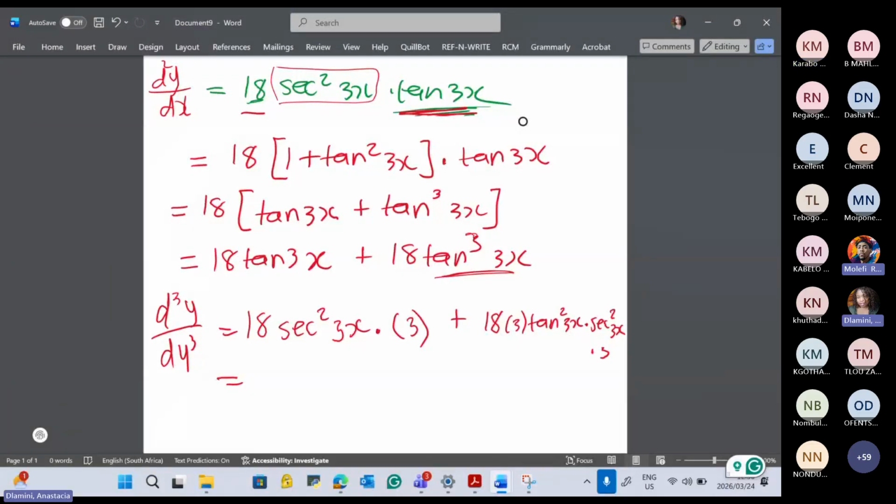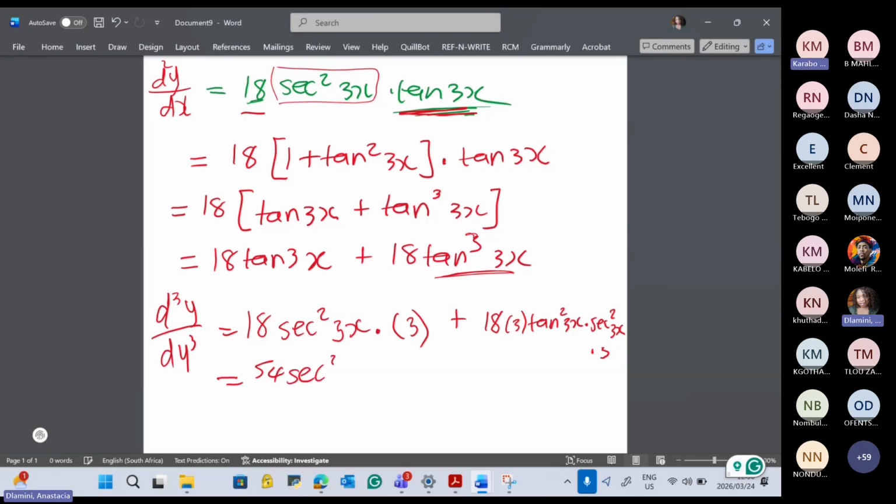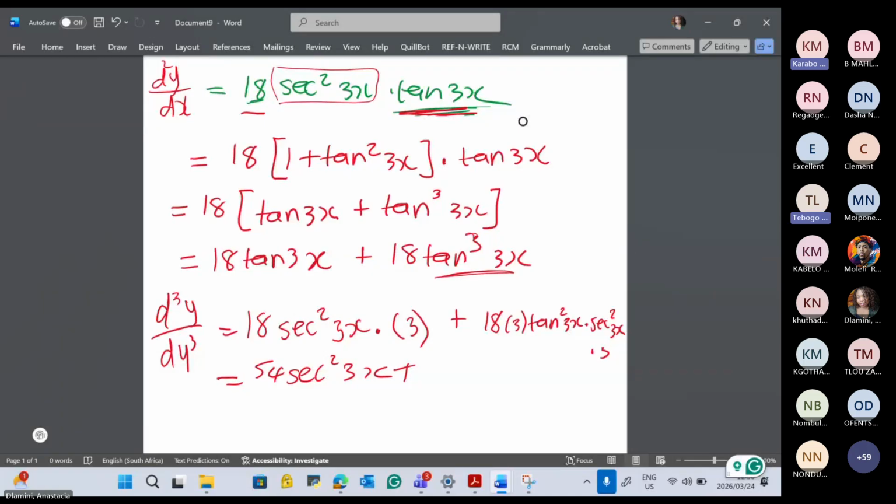Okay, so this one will be 54 sec squared 3x, plus what? 18 times 3 times 3 is what? 162. 162, that's the final answer. So tan squared 3x sec squared 3x.